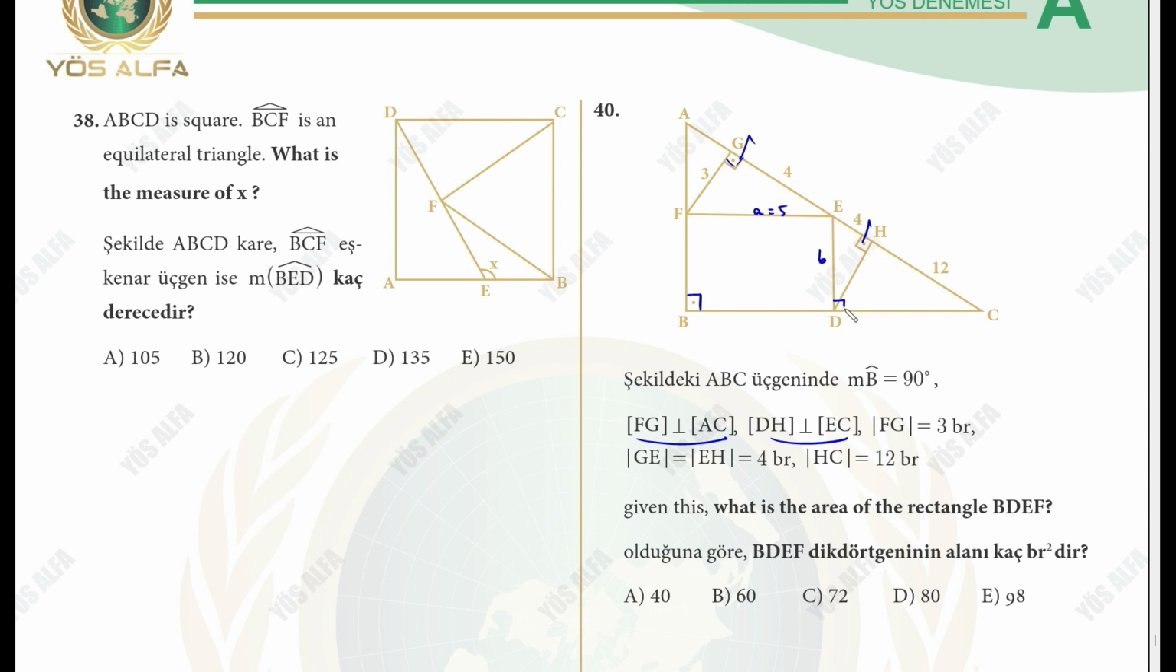And this is 90 because this is a rectangle. So from the Euclid theorem, 12 times 4, let's say this is C squared, which is 48. So using the Pythagoras theorem for the triangle DEH, 48 plus 4 squared, square root is B. So it's 64, so B is 8. So the area of this rectangle is 8 times 5, which is 40.